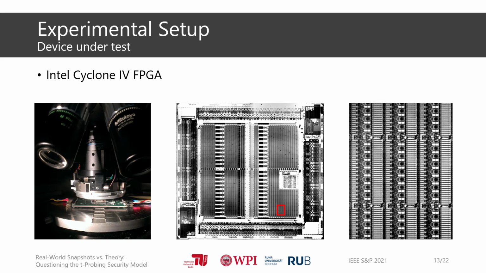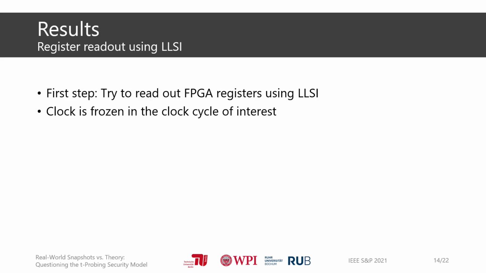As device under test, we used an Intel Cyclone 4 FPGA, which was manufactured in a 60 nanometer technology. Here in the center you can see a reflected light image of the entire chip, and on the right hand side a closer look into the configurable logic blocks.